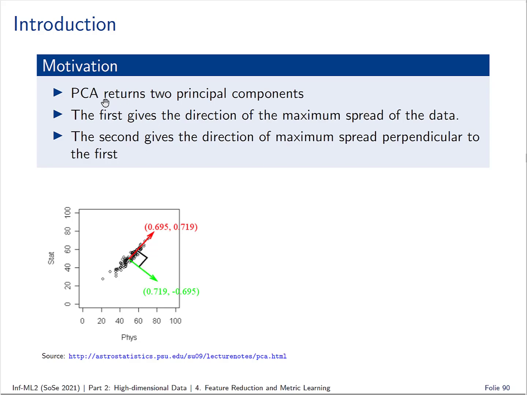So in general, PCA returns for a d-dimensional data set d principal components, which are orthogonal to each other. The first one gives the direction of the maximum spread of the data. The second gives the direction of the maximum spread of the remaining data, perpendicular, orthogonal to the first. So the red one here would be the first principal component, the first principal axis with the highest spread. And the green one would be the second one. In that case, that's it, because the original data set is two-dimensional.